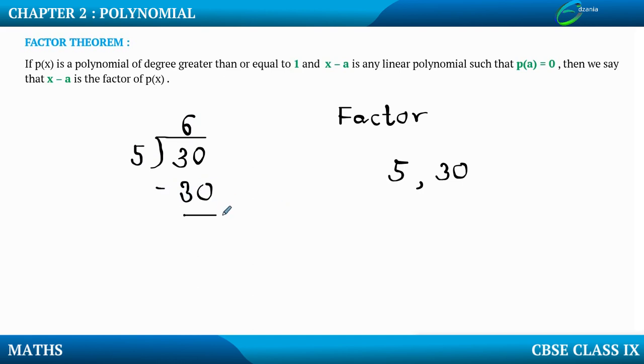If I subtract, what is the remainder I am getting? The remainder I am getting is 0. So this 0 is nothing but the remainder. And if the remainder is 0, then I can say that this 5 is a factor of 30. So 5 is a factor of 30 because when 30 is divided by 5, we get the remainder 0.